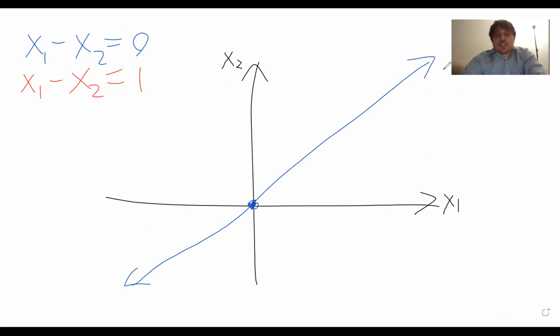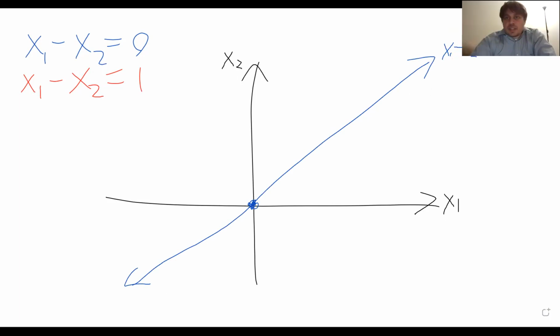Okay, so this is the line x1 minus x2 is equal to 0. The other line is x1 minus x2 is equal to 1. That's the same as the line x1 is equal to x2 plus 1. Or that's the same as x2 is equal to x1 minus 1. So this is the same as the line.